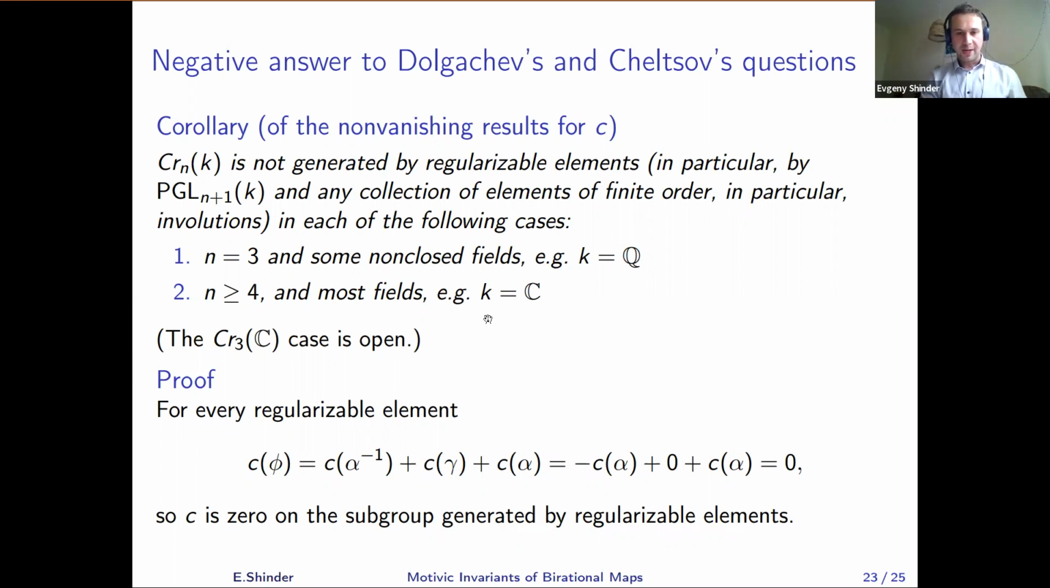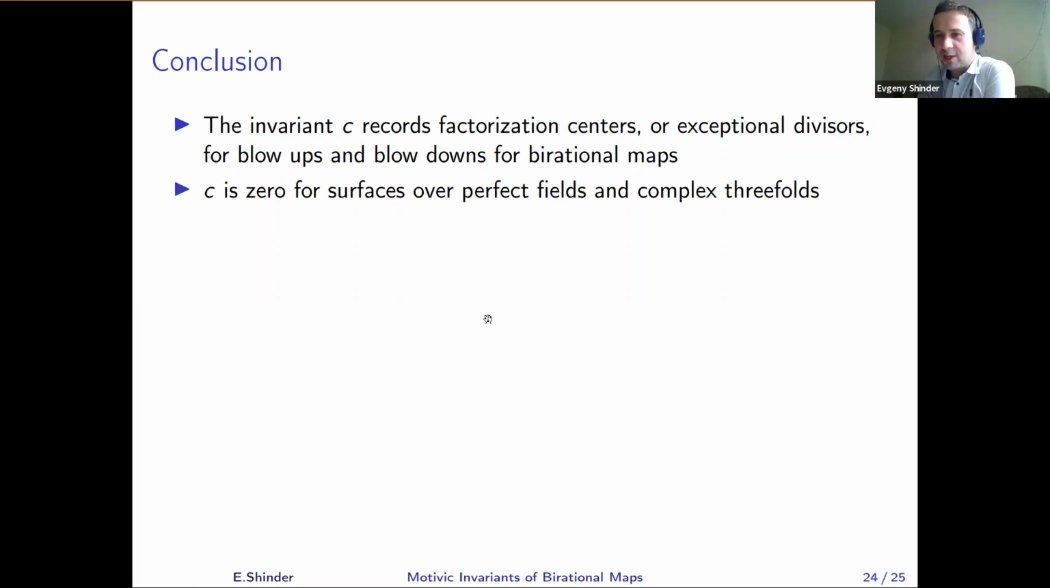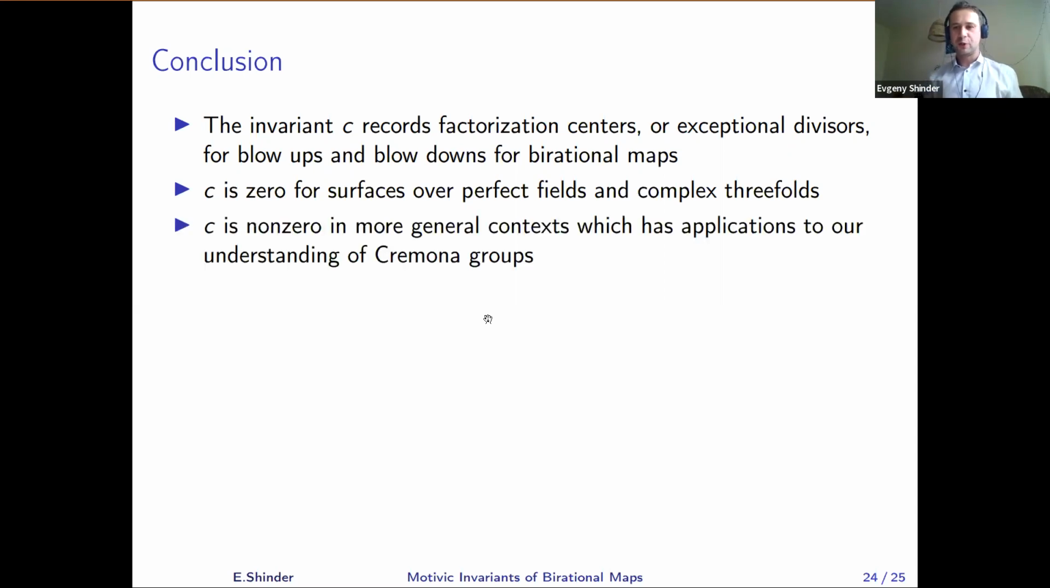So we are wrapping up. Conclusion. I introduced the motivic invariant C in the Grothendieck ring of varieties or versions such as Z on stable birational types. And it records centers we blow up or blow down in factorizations. It's 0 in small dimensions, such as for surfaces over perfect fields or complex threefolds, but it's not 0 in all other contexts. And this has applications to what we believe or don't believe about Cremona groups.